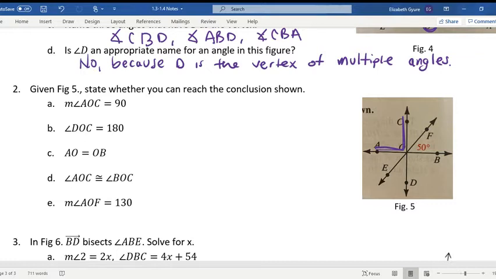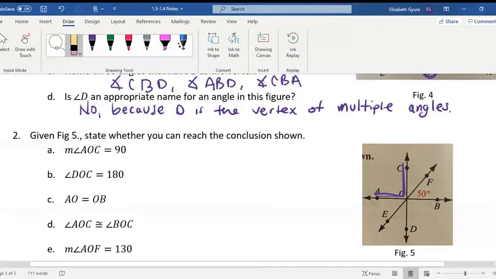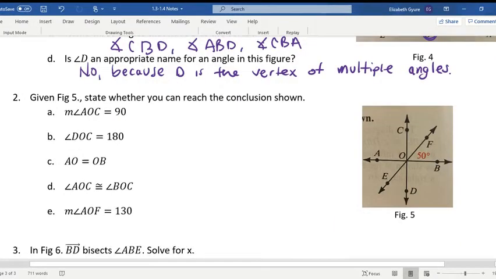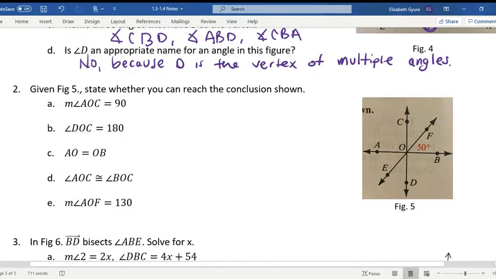However, we can't assume. There is no right angle box there, and the directions didn't state that the lines were perpendicular, and it didn't state that it's 90 degrees. We can't assume. It might just look like it's 90 degrees, but maybe be 91 degrees instead. We just can't be sure. So this one we are going to say no.